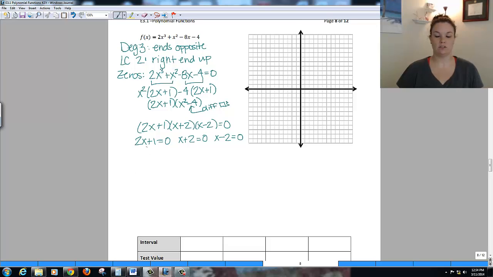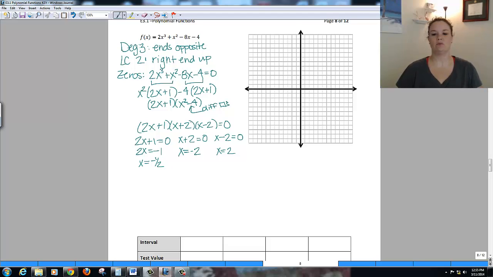When I solve the first one, I move my 1 to the other side, so I get 2x equals -1. Divide the 2 off, which gives me x equals -1/2. On the next one, when I move my 2 over, I get -2. And on the last one, when I move my -2 over, I get +2.